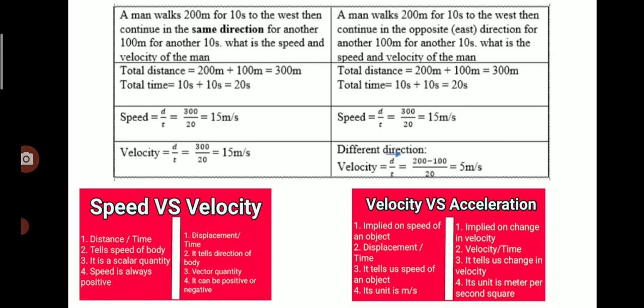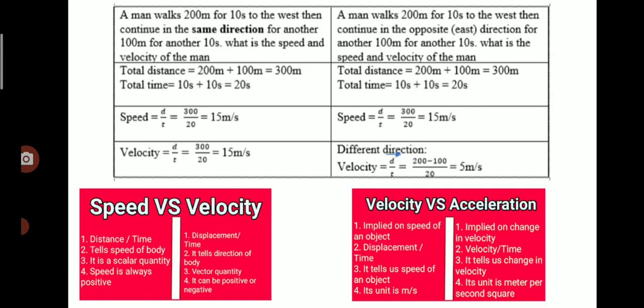Let us see the difference between velocity and acceleration. Velocity implies the speed of an object, while acceleration implies the change in velocity. Change in velocity means final velocity minus initial velocity. Velocity means displacement upon time, while acceleration is nothing but change in velocity upon time. Velocity tells us the speed of an object, while acceleration tells us the change in the velocity.